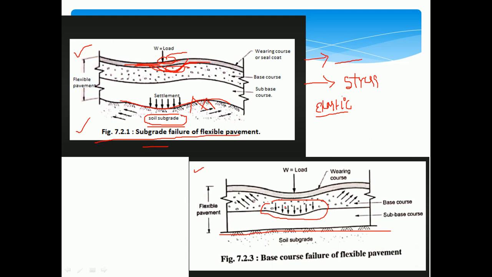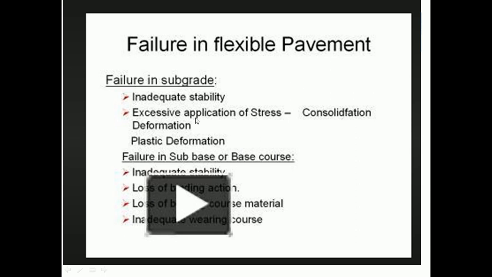So if there is a failure, we cannot concentrate on the top surface only. It may be a failure in the subgrade, or in the base course, or the surface failures. This is how we observe the failures in the flexible pavement. This figure represents the flexible pavement, which has different layers here. As I told you, these are all the causes: inadequate stability, excessive application of stress, and there may be a loss of the binding action.